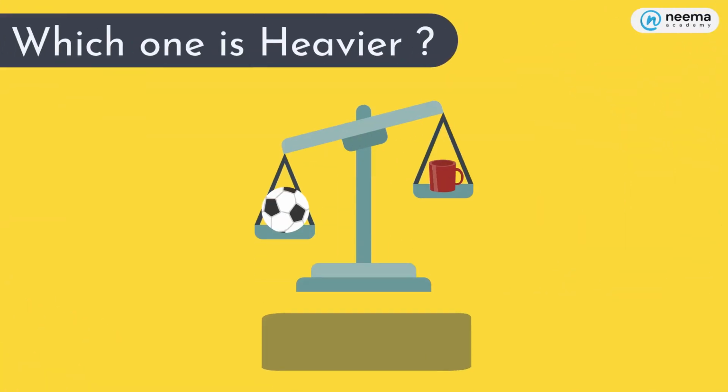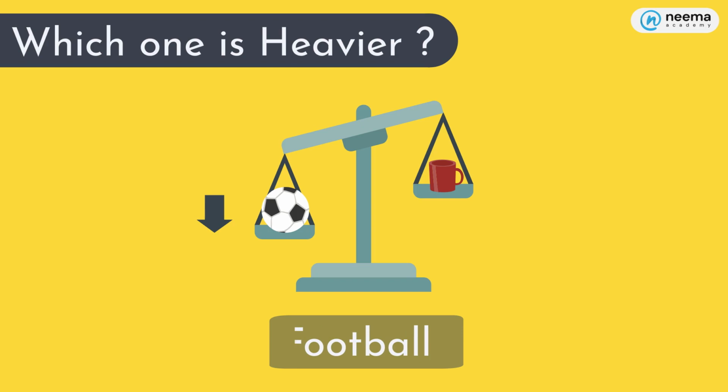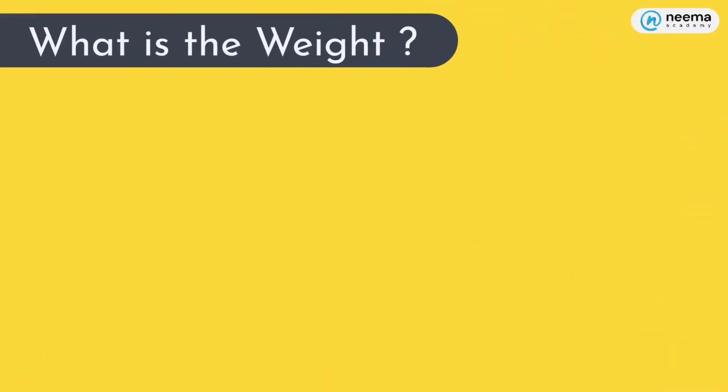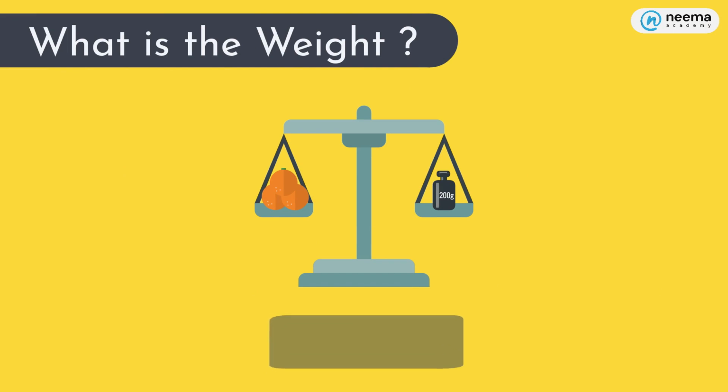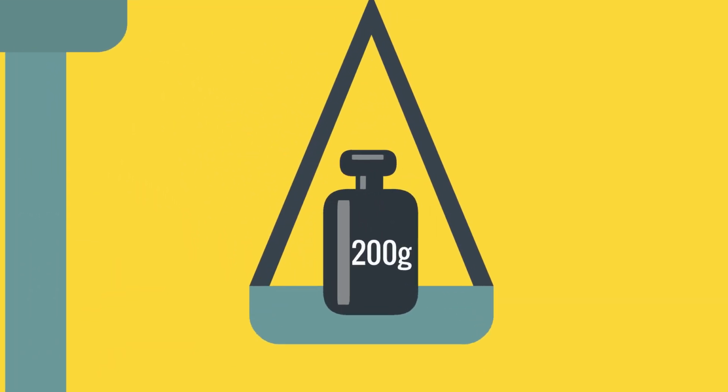Now, tell me which one is heavier, a football or a cup? Yes, since the football part is down on the balance, football is heavier. Similarly, tell me what is the weight of the orange? Yes, the weight of the orange is 200 grams, as you can see on the standard weight.